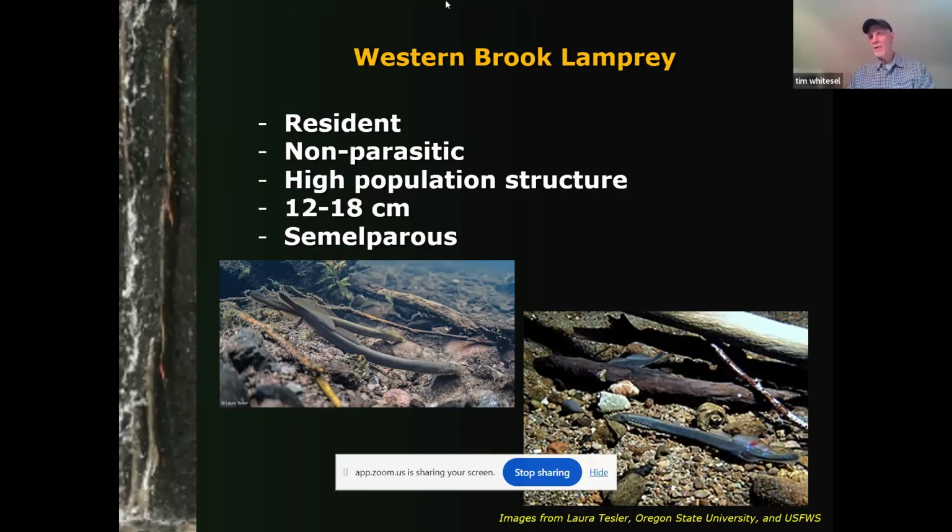They have relatively high population structure. A way to think about that is, again, I'm just going to use salmon as a reference because lots of folks have heard about salmon. Various different populations of salmon across the Pacific Northwest, a lot of that has been defined based on their genetic relationships. Western brook lamprey, and a lot of these are average figures, but on average are about 10 times more structured, or intermingle 10 times less, than Pacific salmon do. So the brook lamprey have high population structure. Maximum size of adults is roughly 12 to 18 centimeters. And again, they're semelparous, spawn once and die.